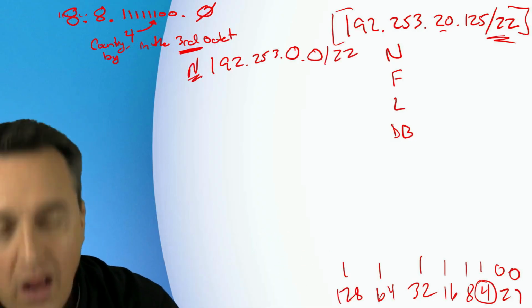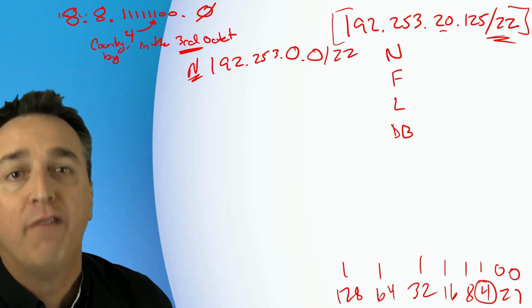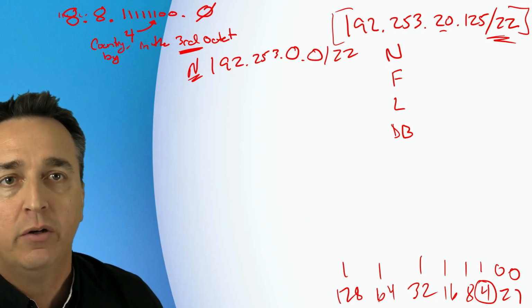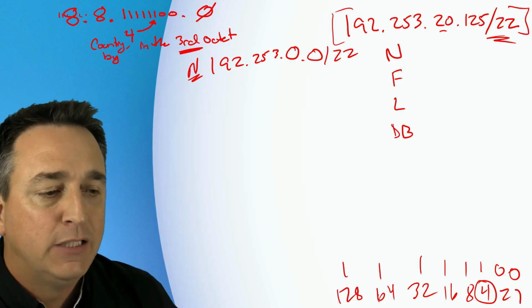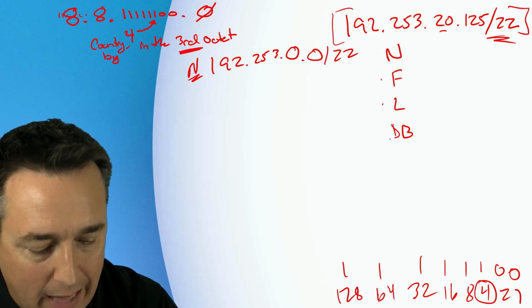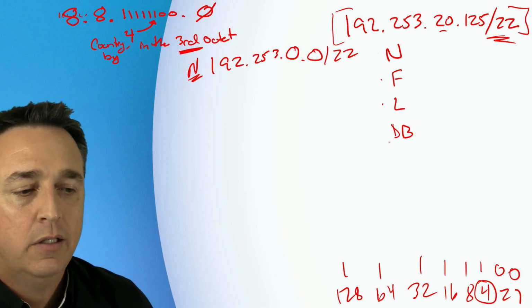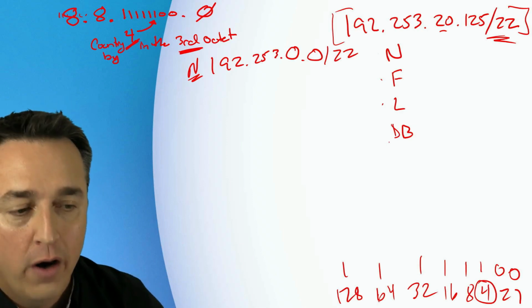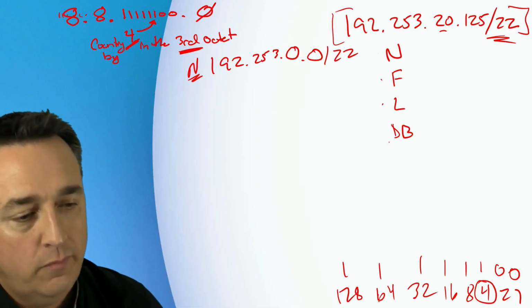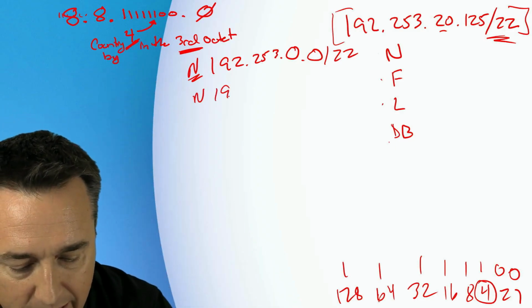This is one of the network IDs. It's one of many network IDs for /22. I don't care about them all in this scenario. What I care about is figuring out network, first, last, directed broadcast for this address. So if we're now counting by 4, then what's the next network ID?